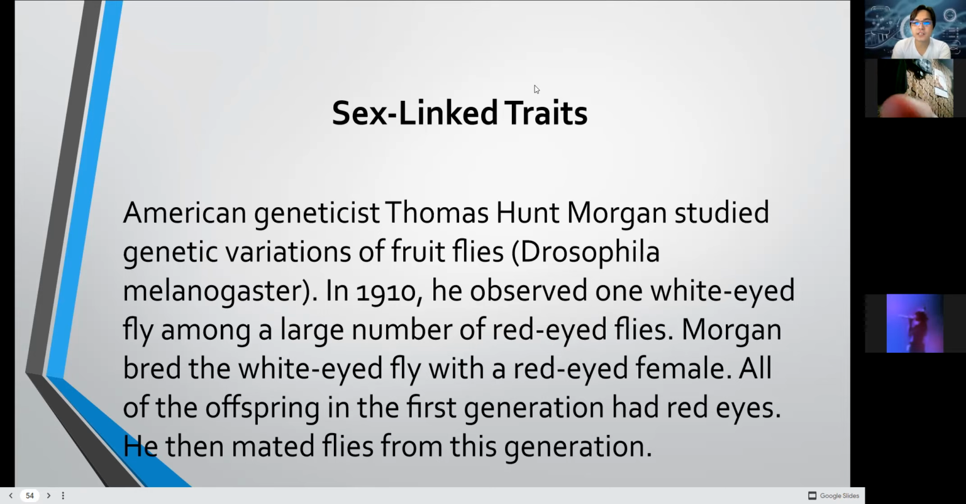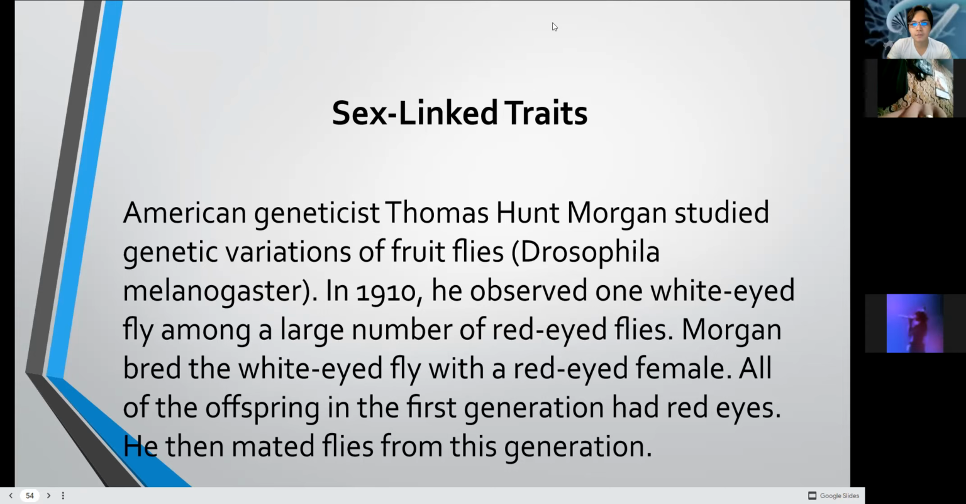Let's move now to sex-linked traits. Scientists discovered that there are some traits or genes that are linked to a particular sex. It could be female or male. So what are those? How do they interact? How can we be affected by those sex-linked traits?